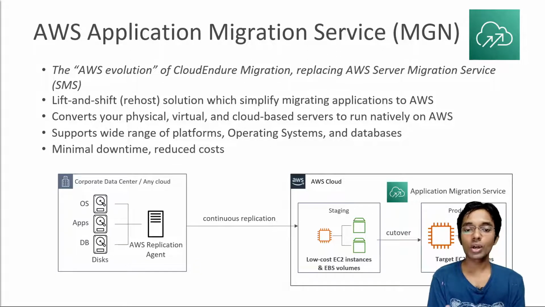For this, you are going to create a staging environment, and then you will run the replication agent from AWS, and the replication agent will continuously replicate your data, your applications, and so on onto your staging environment, which will correspond to an EC2 instance and EBS volumes. When you are ready to fully migrate, you can do a cutover into a production environment, with a larger-sized EC2 instance and EBS volumes. The Application Migration Service, MGN, supports a wide range of platforms, different operating systems as well as databases, and it gives you minimal downtime and reduced costs.